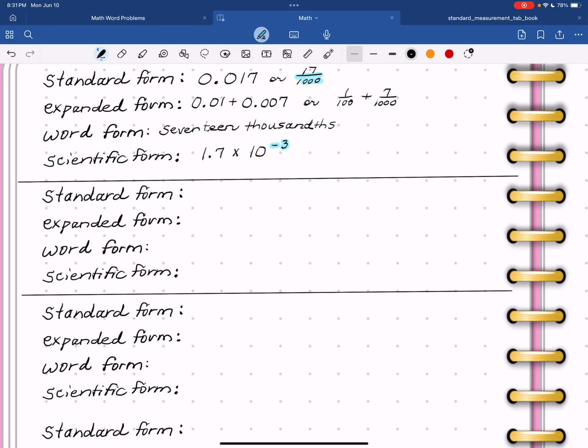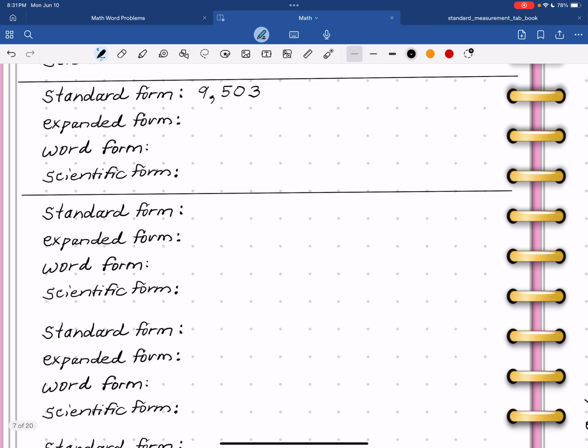But okay, let's go back to a little bit of an easier one. Let's just stick with whole numbers on this one. So let's do 9,503. All whole numbers. We don't have to worry about decimals here. So I have 9,500, no tens, and 3 ones. So I have 9,503. That helps them to write word form.